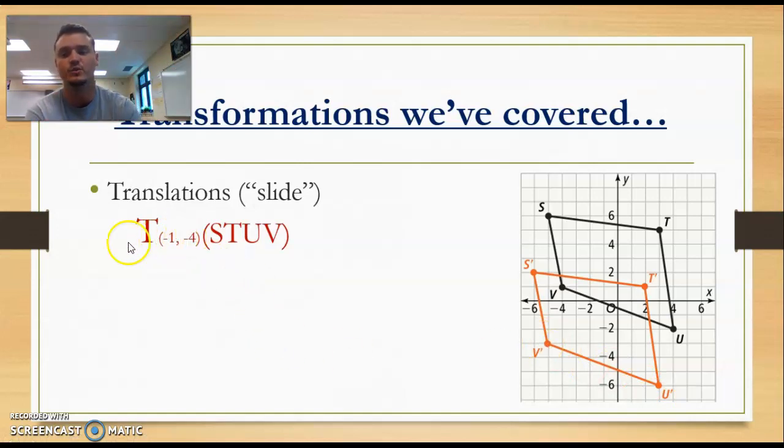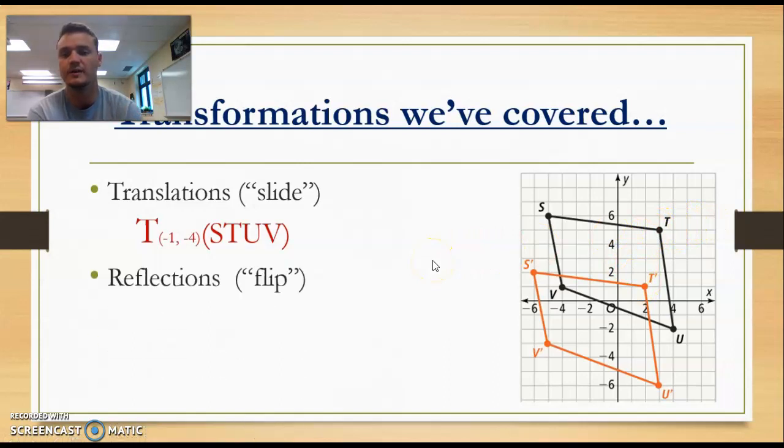More specifically, the rule that we would name for this translation would be capital T for translation. And then we have our X and our Y. The X tells you that we're moving left or right. Since it's -1, we're moving left 1. And then my Y tells us we're moving up or down. Since it's -4, we're moving down 4. So you should be able to notice from these points, we moved from S to S prime and went left 1, down 4. From T to T prime, left 1, down 4.